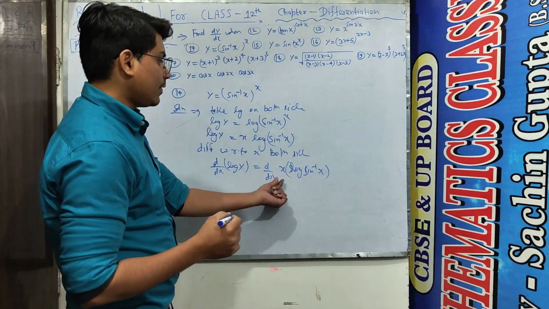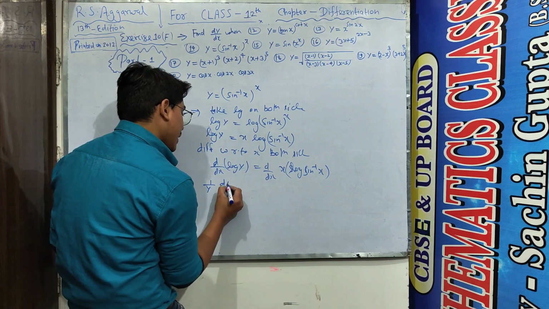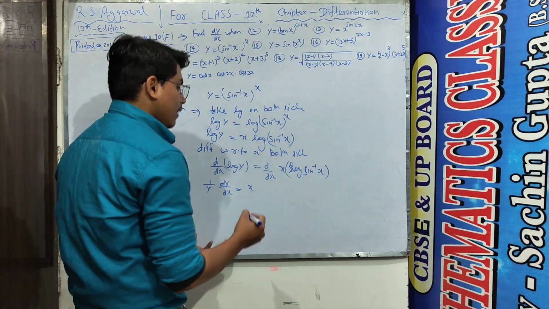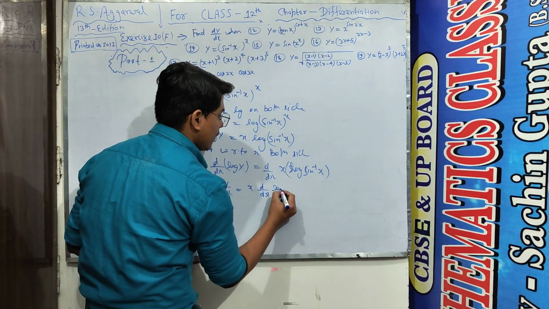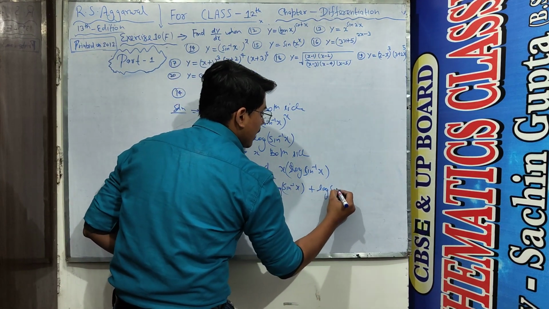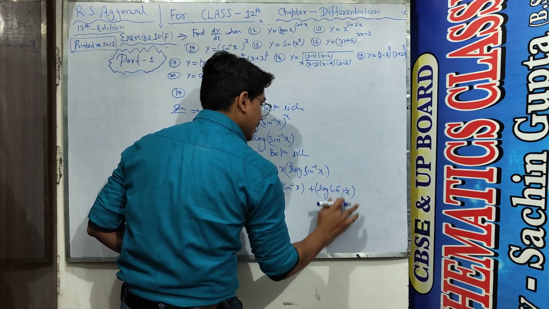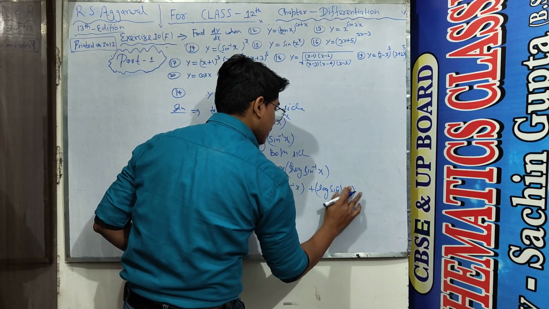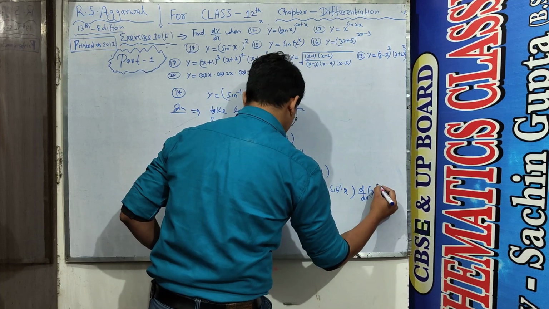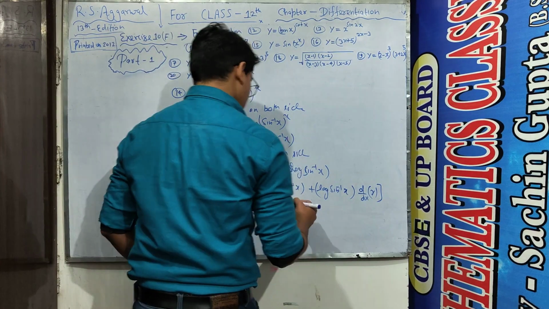Here x is our first function and log sine inverse x is the second function, and the differential of log y becomes 1 upon y dy by dx. Student, here we apply the first-second rule. Write x as the first function and differentiate the second function, that is log sine inverse x, and write the first function as well, and differentiate x with respect to x. That is our first function.